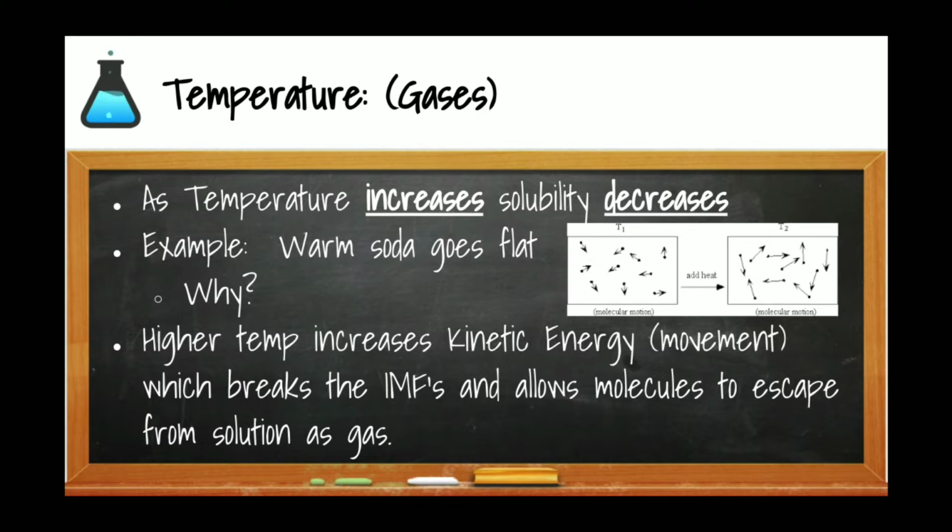Now, temperature has the reverse effect on the solubility of gases. As you increase temperature, you decrease the solubility of gases. This is because when gases have a higher temperature, they have more kinetic energy, which allows them to escape the solution as a gas. This explains why cold ocean waters have more dissolved oxygen and typically more life than warm ocean waters.